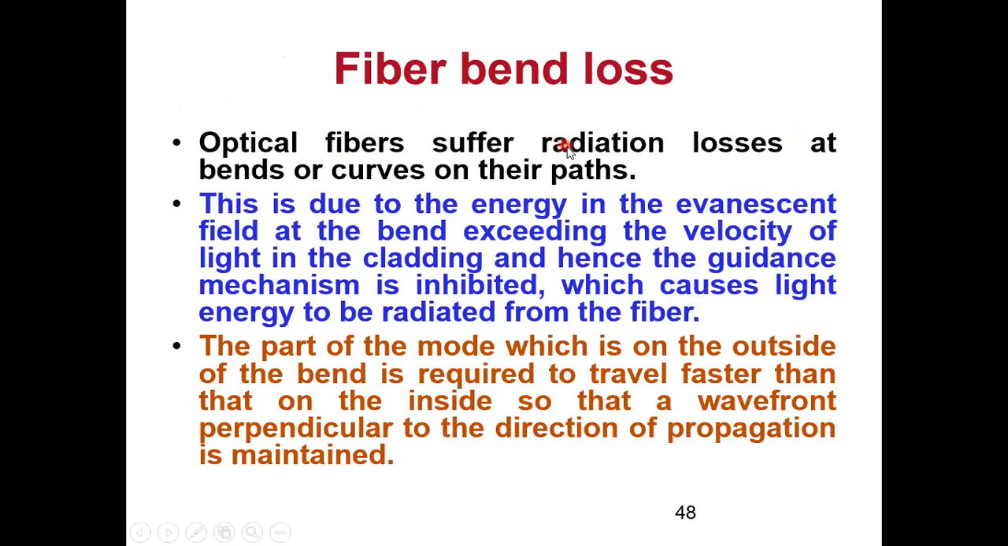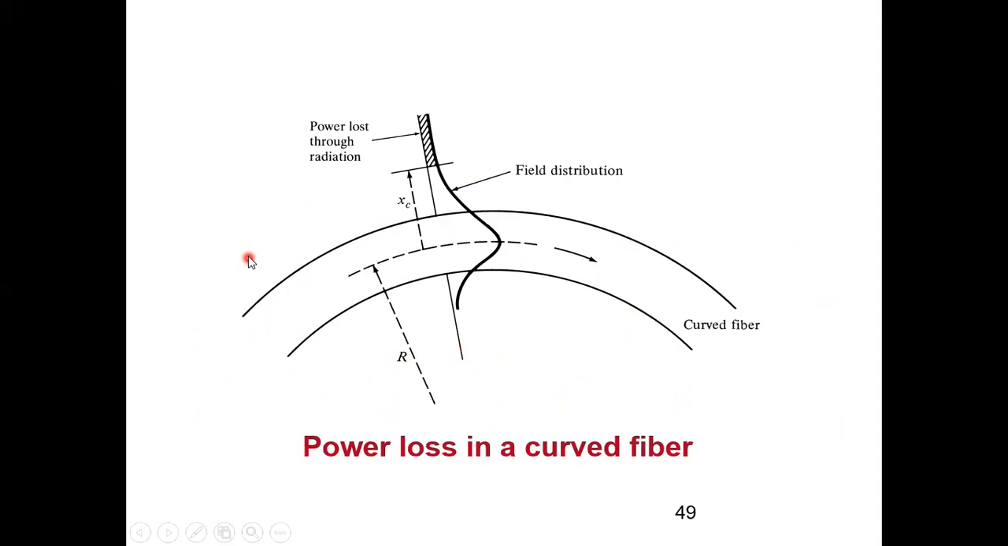So optical fibers suffer radiation losses at bends or curves on their path. This is due to the energy in the evanescent field at the bend exceeding the velocity of light in the cladding, and hence the guiding mechanism is inhibited, which causes light energy to be radiated from the fiber. The part of the mode which is on the outside of the bend is required to travel faster than that on the inside, so that a wave front perpendicular to the direction of propagation is maintained. So this is what I was escaping.